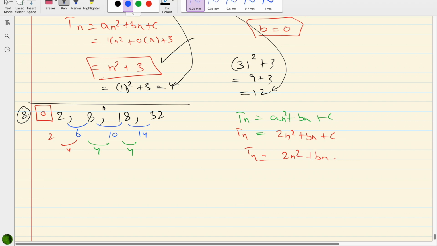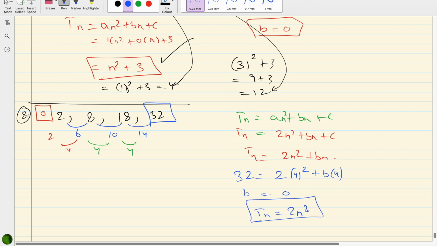Now we select any of these values. Let's say I select this 32. So 32 is equal to 2, which is the 4th term, so 4 square plus b into 4. 4 4 times is 16. 16 2 times is 32. B is equal to 0. So basically C is 0, B is 0. So the final formula is 2n square. This is it. Question is complete.